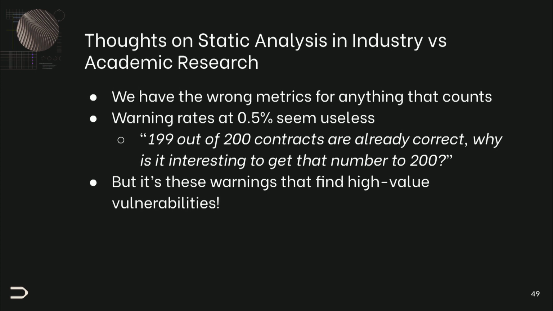I think that in academia, we have the wrong metrics for anything that counts. Because warning rates at 0.5% seem useless. Try to publish a paper where your warning rate is 0.5%. You know what the program committee will say? Well, 199 out of 200 contracts are correct already. So the whole impact of your research is to improve by 1 out of 200 contracts? That's completely bad research as far as program committees are concerned. In practice, if you are to find high-value vulnerabilities, your warning rate will probably be under 0.5%. High-value vulnerabilities are rare. So that's the first answer that's kind of surprising.